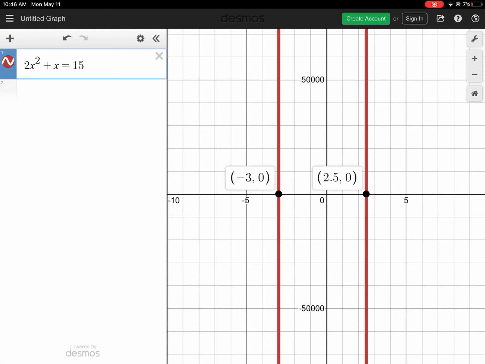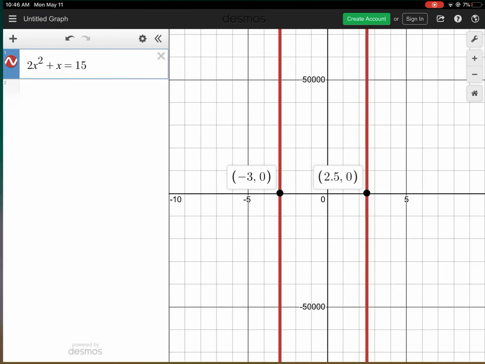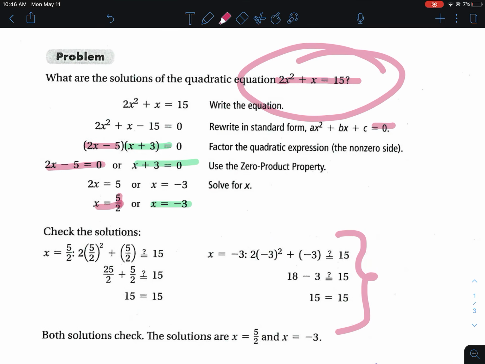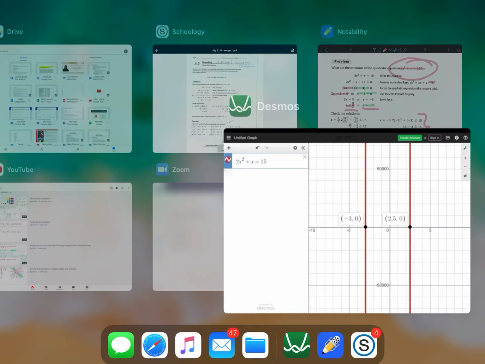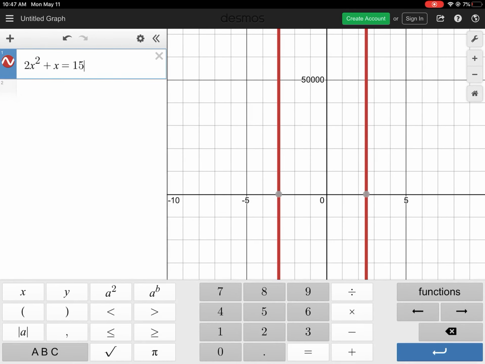Or maybe not. Okay, well, I guess they're showing you the two answers. But anyway, I'll show you how to get a parabola in a second. So you can see that the graph is crossing at -3 and at 2.5, which is exactly what we got for solutions, -3. And 5/2 is the same as 2.5.